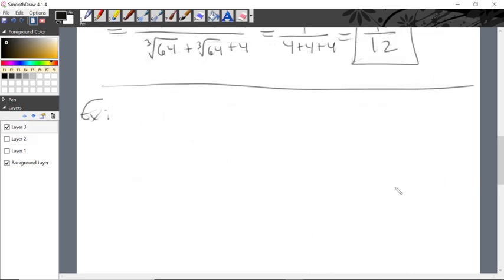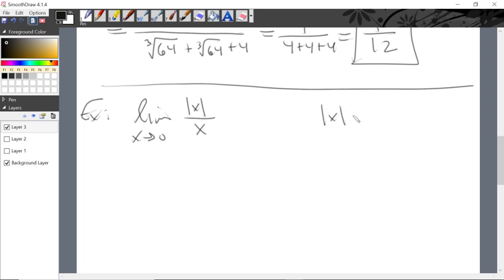All right, let's try an absolute value example now. Let's take the limit as x goes to 0 of the absolute value of x over x. And so how do we do this limit?